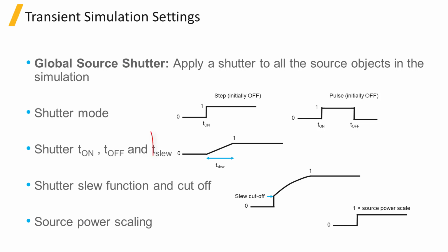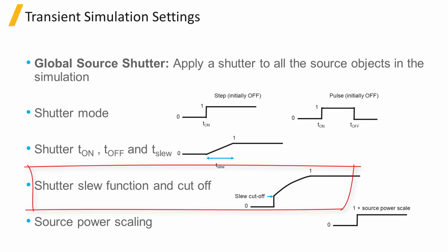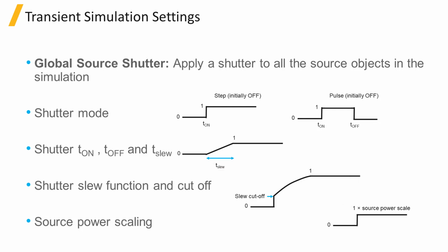Shutter T-slew sets a slew in the stepping of the shutter for a gradual change in source power rather than abrupt. This feature is useful in helping the solver to converge, where a sharp step in the shutter can make the simulation diverge. The shutter slew function can be linear for a linear transition between on and off states, or logarithmic for an exponential change.